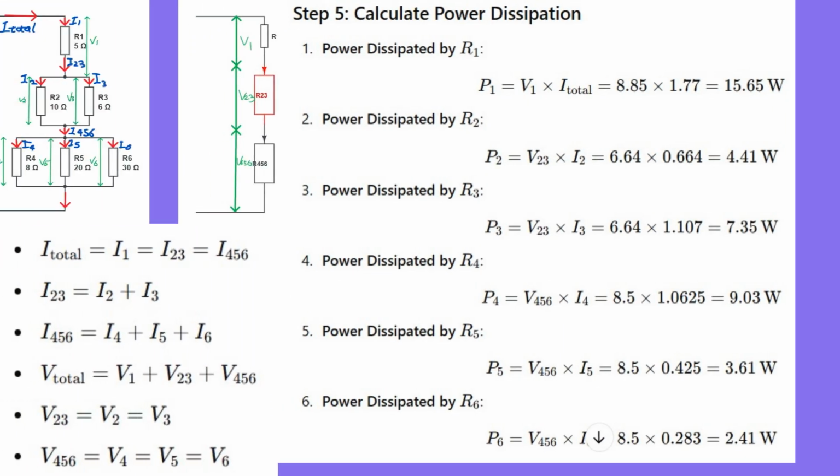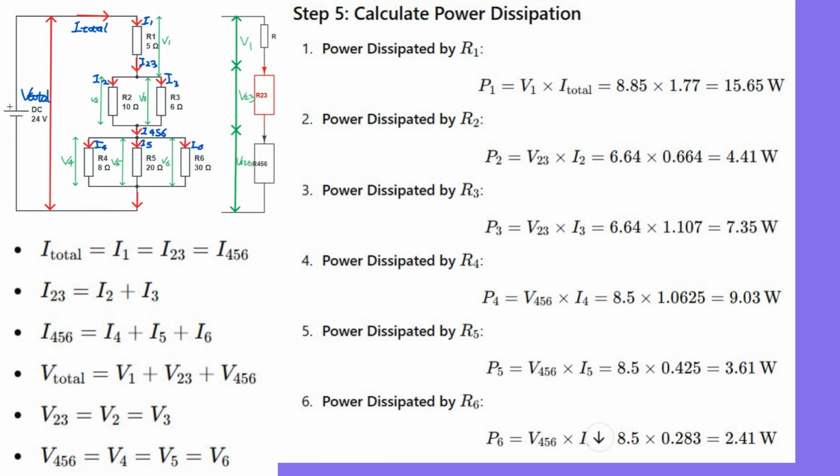Step 5. Calculate power dissipation. Now, to find the power dissipated by each component, we can use any of the following formulas: P equals V times I, or P equals I squared times R, or P equals V squared divided by R. For this question, we choose to use P equals V times I, as we already know each component's voltage drop and current. So we can easily work out P1 equals V1 times I1 equals 15.65 watts, P2 equals V2 times I2 equals 4.41 watts, P3 equals V3 times I3 equals 7.35 watts, P4 equals V4 times I4 equals 9.03 watts, P5 equals V5 times I5 equals 3.61 watts, and P6 equals V6 times I6 equals 2.41 watts.